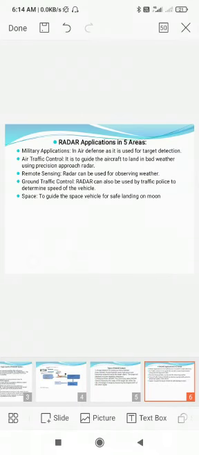So there are many applications of the radar system. There are five areas, and the first one is military application. Second is air traffic control and remote sensing, ground traffic control, and space. The first one is military application, in air defense, where it is used for target detection.